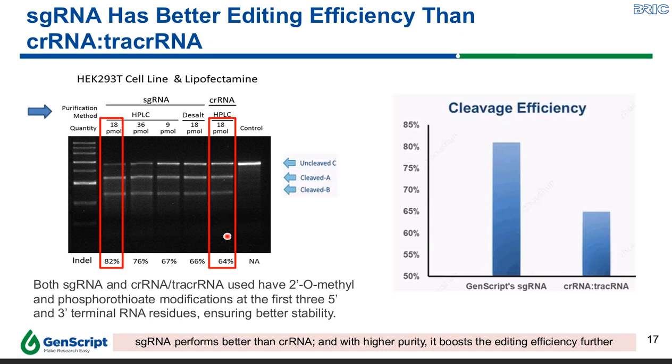Furthermore, GenScript also investigated how the purification method could help in terms of editing efficiency. The gel photo showed that the sgRNA purified using HPLC could induce a higher indel frequency, 76%, compared to 66% with the sgRNA purified with the dissolved method. So in conclusion, the sgRNA performed better than the dual oligo format of the guide RNA, and further higher purity could boost the editing efficiency.